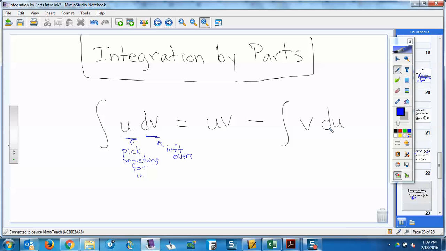So it's a little bit like u substitution that way. We're picking a u, but now we're plugging it into a formula, and then we're hopefully able to finish it from there. Okay? So it's different, but it has some similarities.